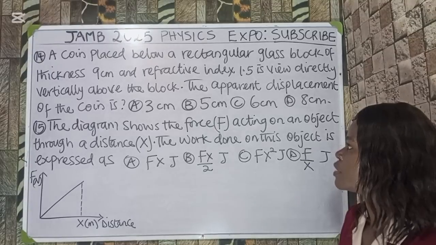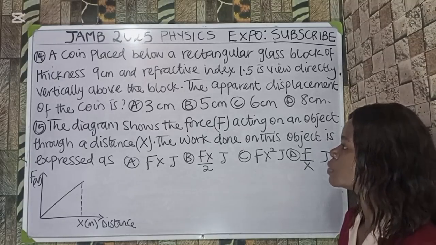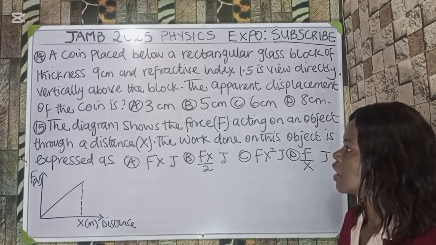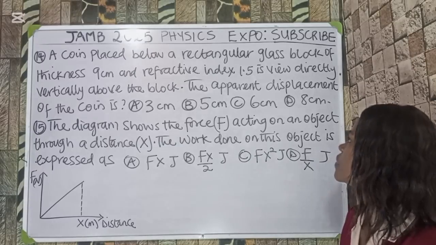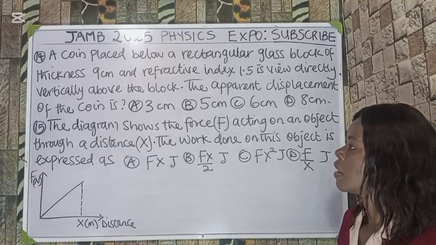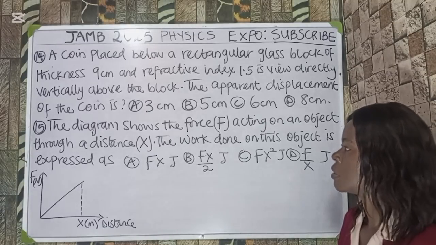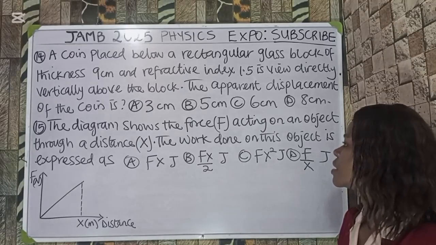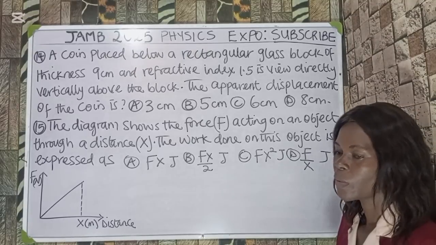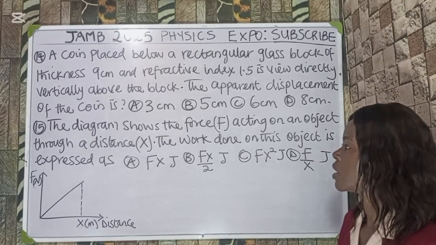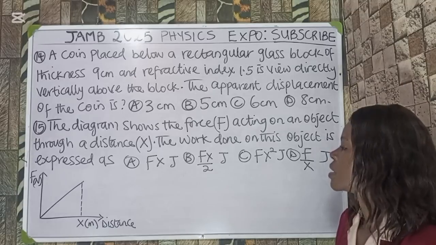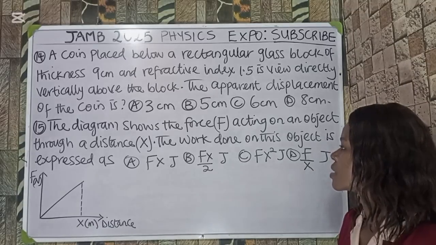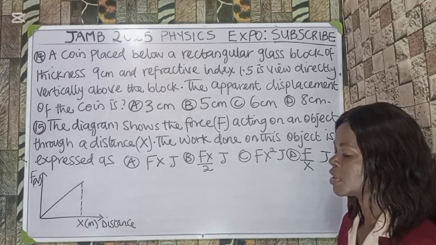A coin placed below a rectangular glass block of thickness 9 centimeters and refractive index 1.5 is viewed directly vertically above the block. The apparent displacement of the coin is what? We have the following options. Option A, 3 centimeters. Option B, 5 centimeters. Option C, 6 centimeters. And option D, 8 centimeters.